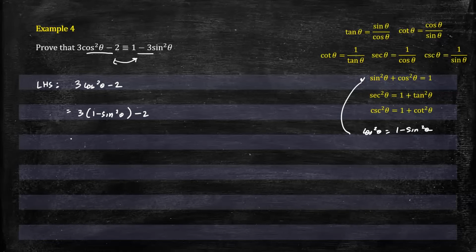So we're going to write this as 3 times 1 minus sine squared theta, minus 2. So let's expand the 3. So you're going to get 3 minus 3 sine squared theta minus 2. So we have 3 minus 2, which will be 1 minus 3 sine squared theta. And that's equal to the right-hand side.